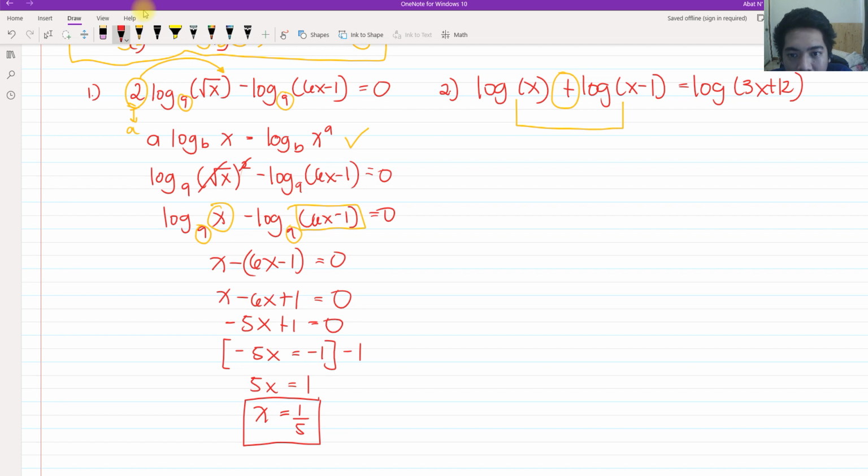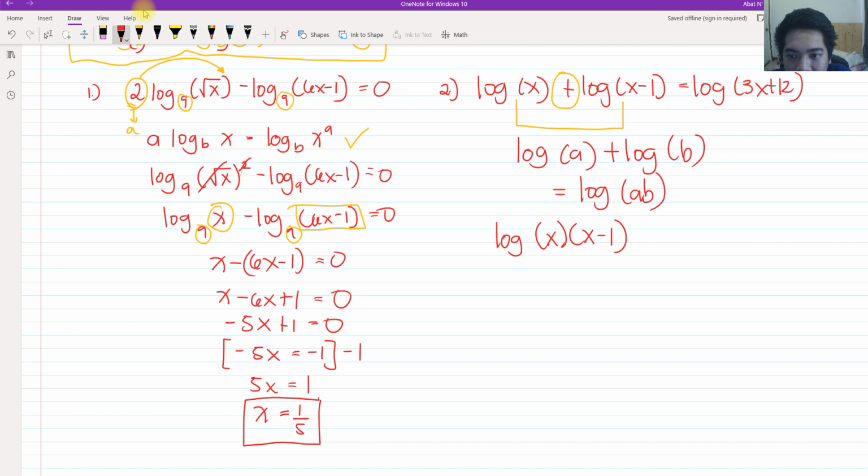There is a property in logarithm that if we have log of A, let's say base 10, and log of B, log of A plus log of B, we can rewrite it as log of AB. So, in this case, we are rewriting that as log of x times x minus 1 equals log of 3x plus 12. Okay? So that will be the simplification of the logarithm.